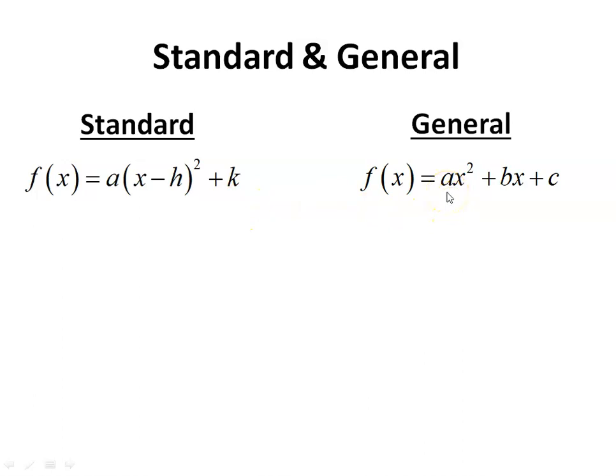General form looks like this, a times x squared. This a and this a are the same a. They will always be the same. When you're converting forms, the a value will never change. And b and c are two different coefficients, b the coefficient of the x term and c the constant.